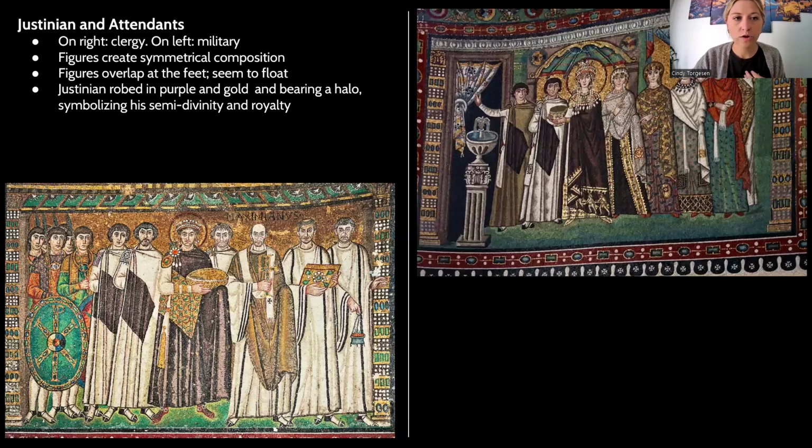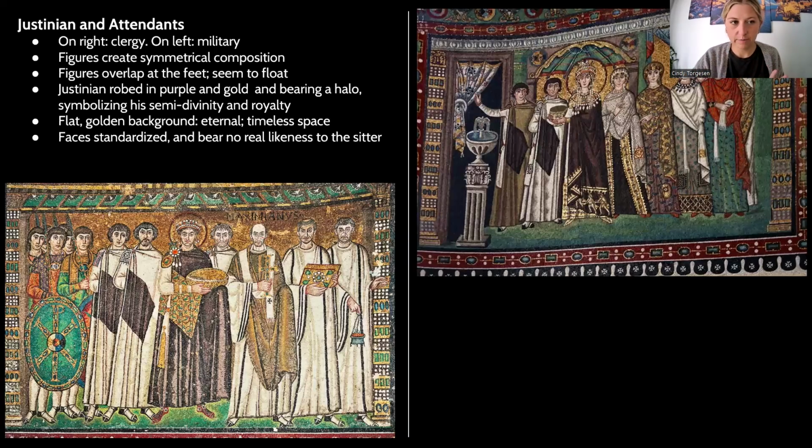Justinian is robed in purple and gold, and he bears a halo. All of these things show him as semi-divine, but very much royalty, right? There's this ambiguity. He's not God, but he's not a mortal man, right? There's this ambiguity shown here. Flat golden background, we've talked about that. Faces are standardized. So if you look at all the figures, except for really Justinian and one of the clergy, everybody else is very standard, especially the soldiers, who all look the same. There's not really an attempt to differentiate them, meaning that it's not meant to be any particular people, just the people in his leadership, who he rules.